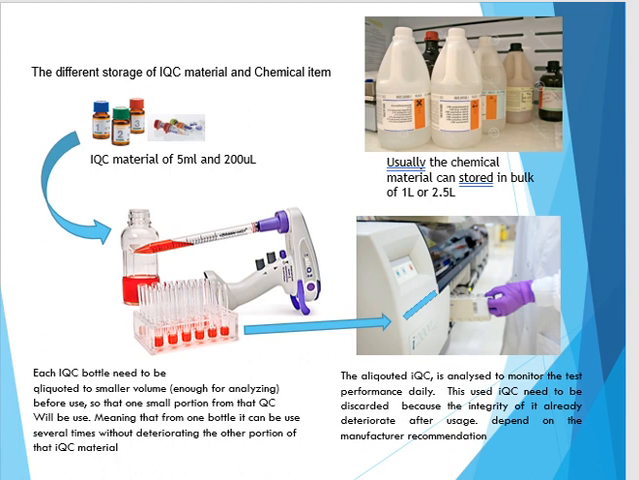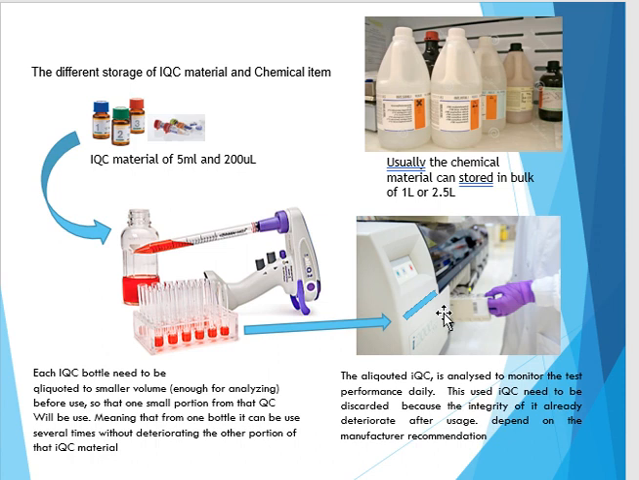Okay, I will discuss more about this matter. This is the example of storage of IQC material. It is in a small bottle or small vial, whereas chemical material can be stored in bulk of 1 liter or 2.5 liters. So when we want to use this IQC material, each IQC bottle, we need to aliquot into another smaller volume that is enough for analyzing before use, so that only one small portion from the IQC is used, meaning that one bottle can be used several times without deteriorating the other portion of the IQC material. The aliquoted IQC is analyzed to monitor the test performance daily. The IQC that has already been used needs to be discarded. We cannot store it back, because its integrity deteriorates after usage, and it also depends on the manufacturer's recommendation.